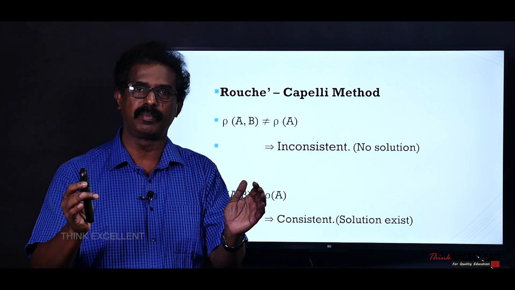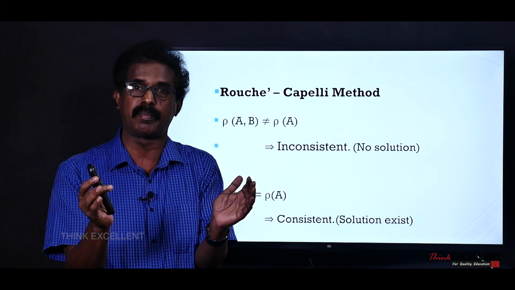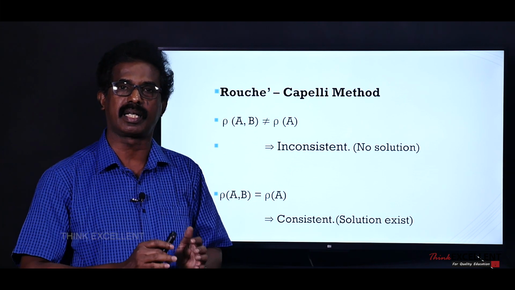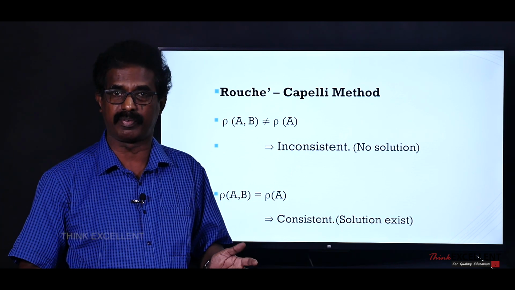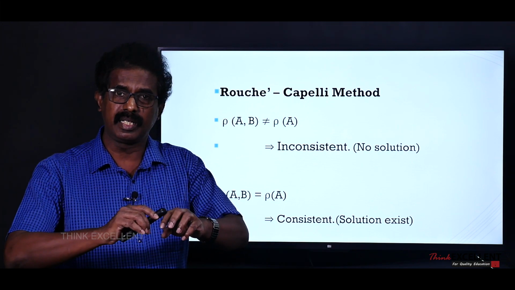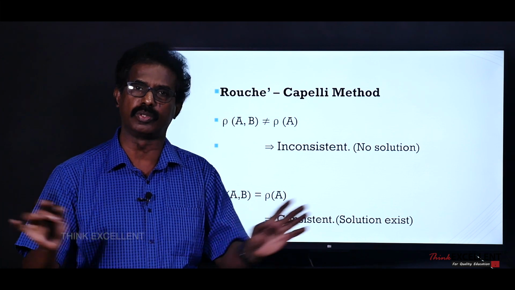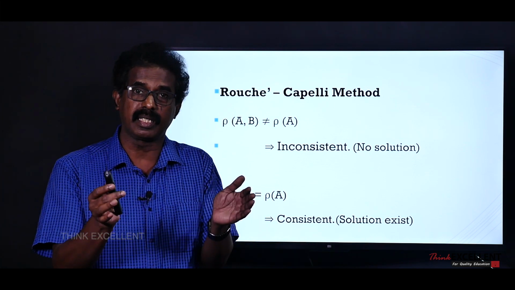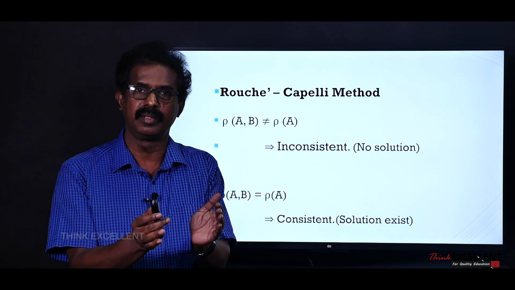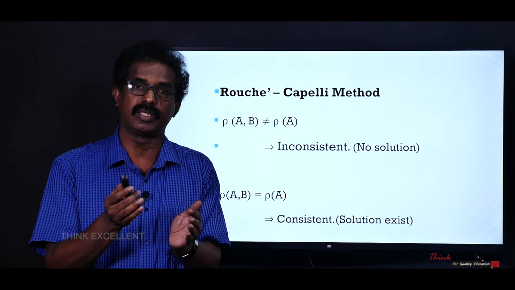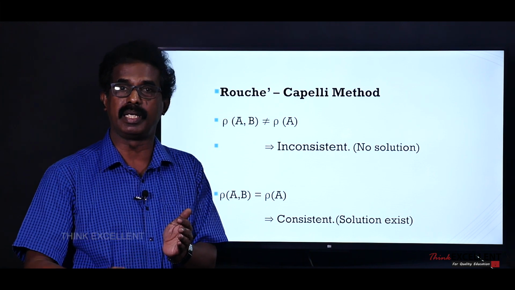First you take the augmented matrix, reduce it into echelon form. You identify the rank of [A|B] and the rank of A. When the ranks are not equal, you just say inconsistent, no solution. When the ranks are equal, consistent. But now I am going to teach you how to identify whether it has a unique solution or infinitely many solutions.